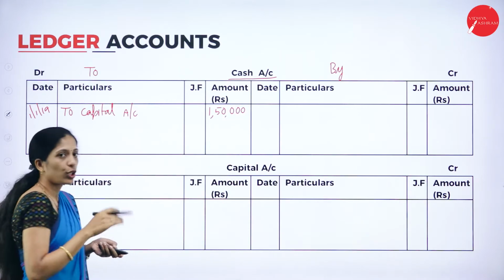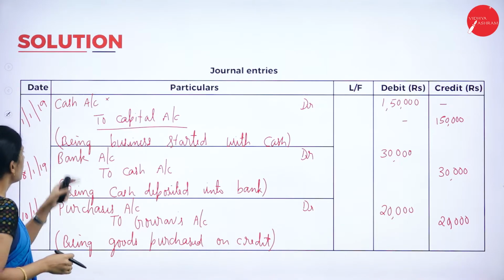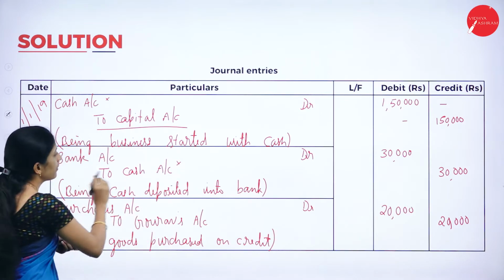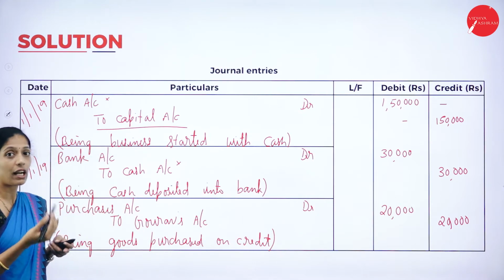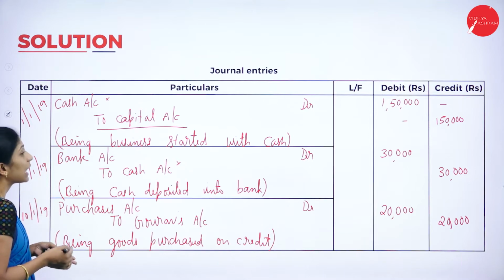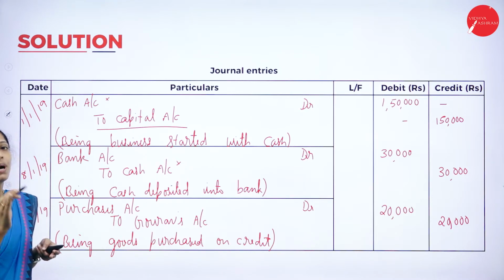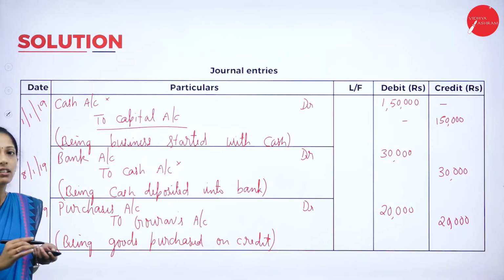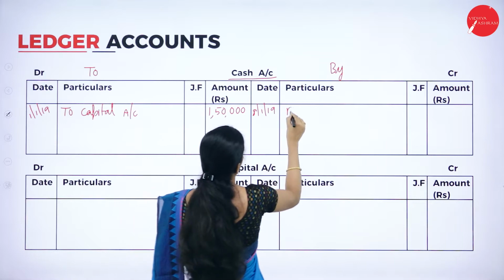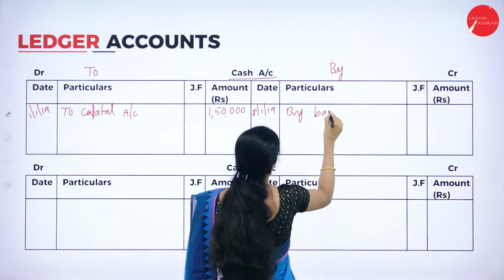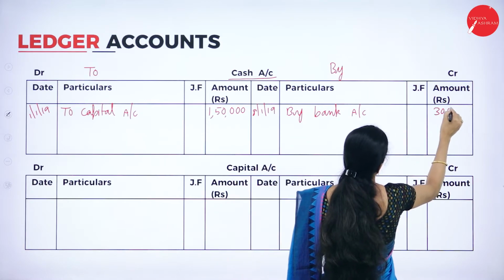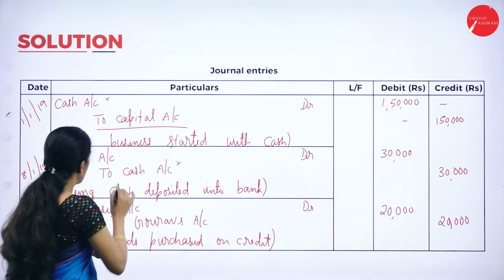In the same way, go through the next entry. Here there is cash account, so leave this cash account. Remaining account, the account that has been credited, is bank account. So what is the date? 8/1/2019 by bank account. How much? 30,000. Now go through the next one where there is cash account.